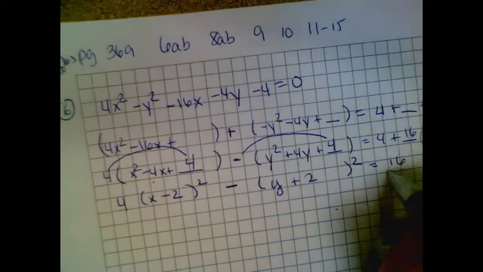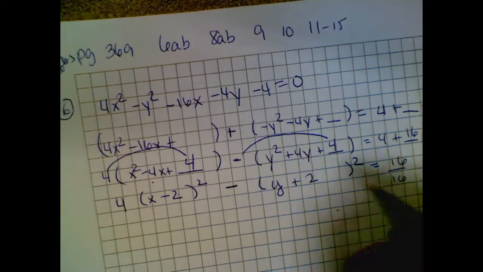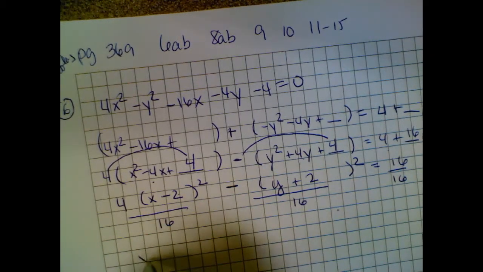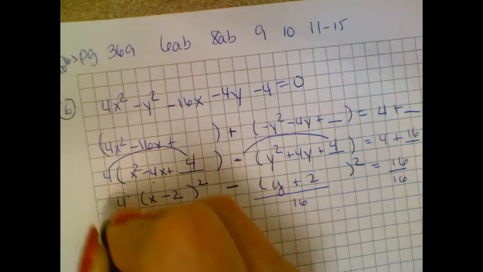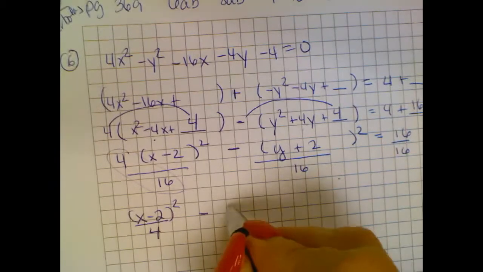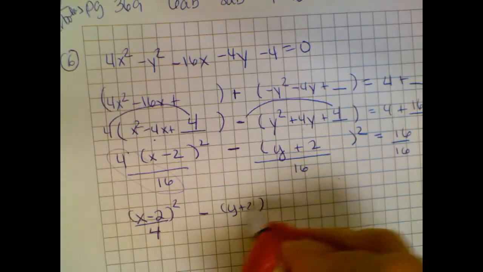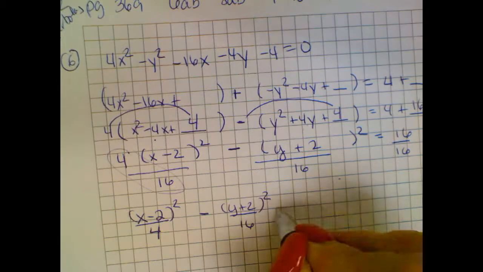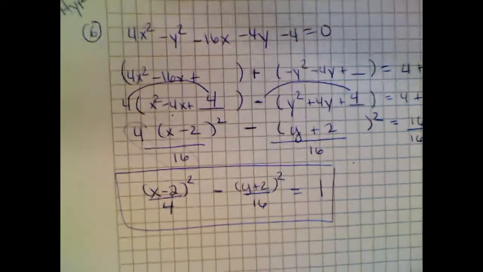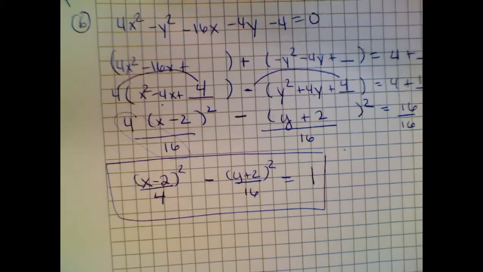Just like in an ellipse, a hyperbola also, in standard form, we like that to be a 1. So we're going to divide everything by 16. And we're going to end up with x minus 2 squared over 4, because 4/16 is 1/4. Minus, nothing cancels the 16 on this one, so it's just 16 equals 1. So here is your standard form for number 6A.